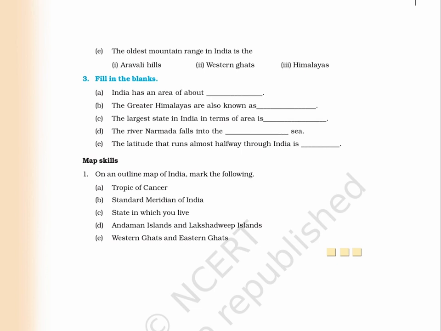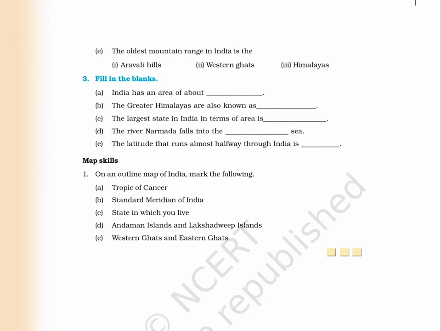3. Fill in the blanks. A. India has an area of about dash. B. The Greater Himalayas are also known as dash. C. The largest state in India in terms of area is dash. D. The river Narmada falls into the dash sea. E. The latitude that runs almost halfway through India is dash.